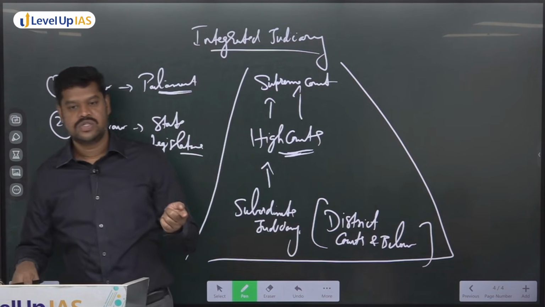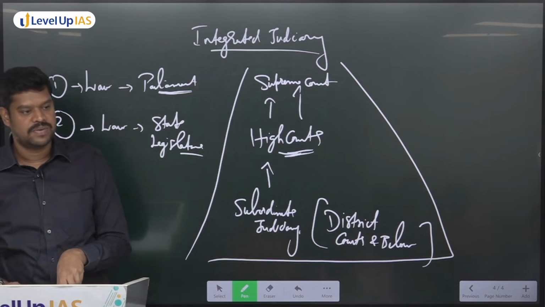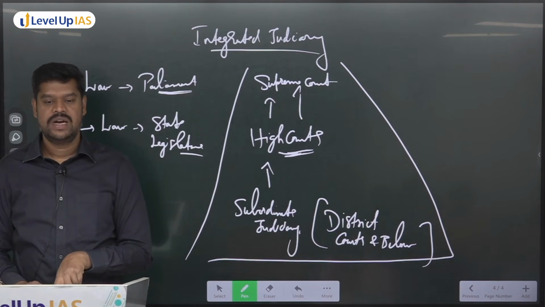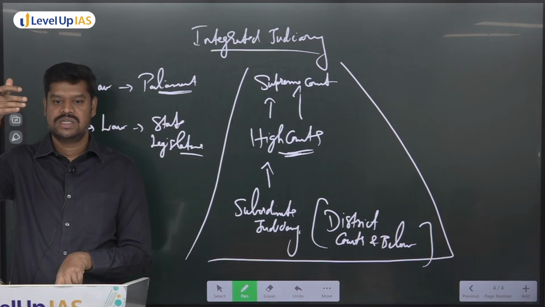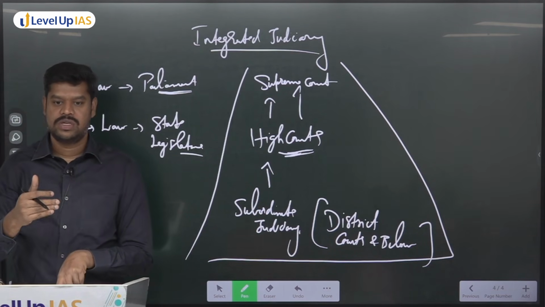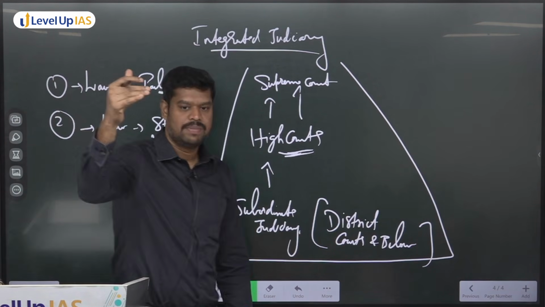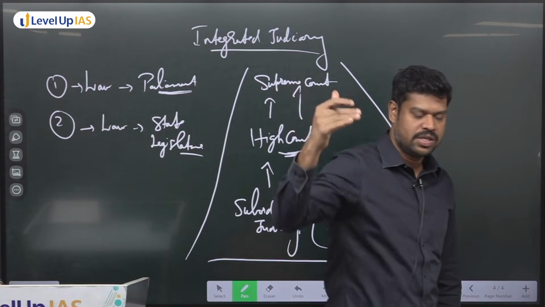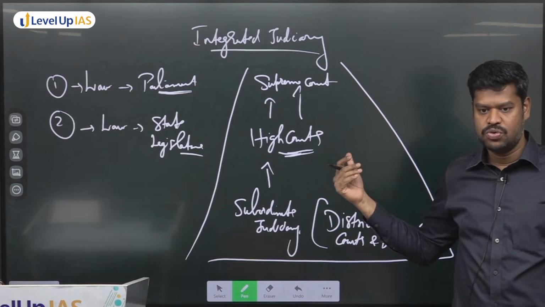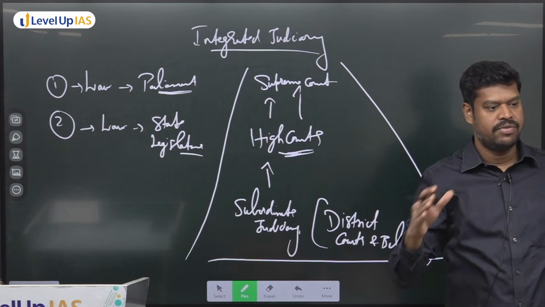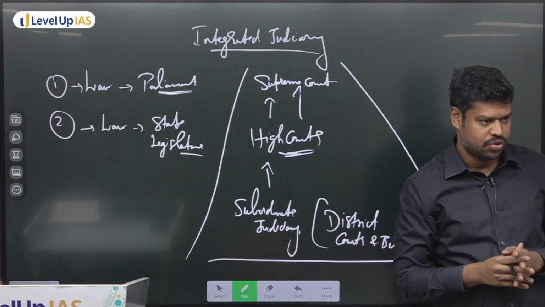Then we have understood what is called division of powers. What is division of powers? Vertical division of powers between the organs. That is, to what extent the power is divided between the union executive and the state executive, and to what extent the power is divided between the union legislature and the state legislature. However, this division does not exist when it comes to the judiciary, because in case of judiciary, we have what is called an integrated judiciary.